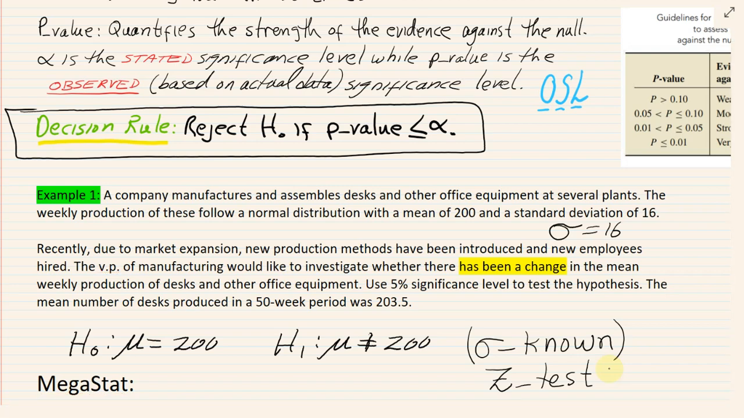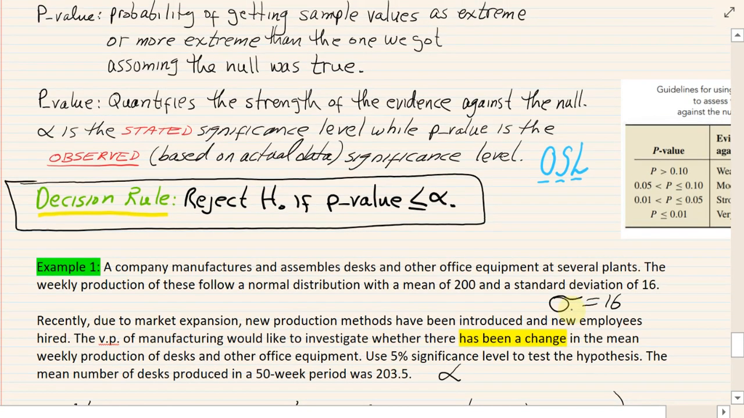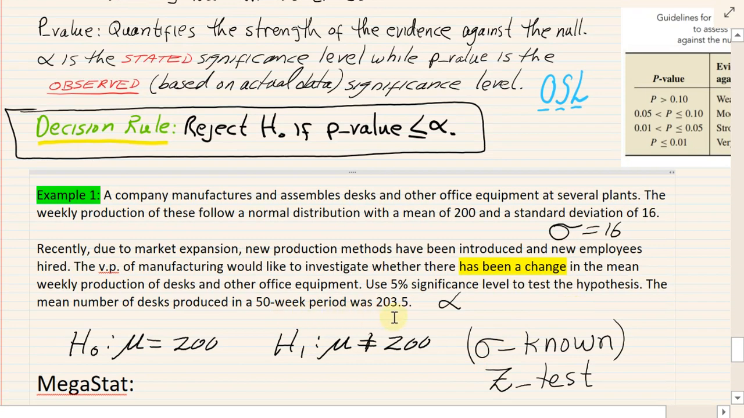Now, recently, due to market expansion, new production methods have been introduced and new employees hired. The VP of Manufacturing would like to investigate whether there has been a change in the mean weekly production of desks and other office equipment. Use 5% significance level. You see that? There's your alpha, because it's stated, we're told it's 5%. So that's the stated value. Use 5% significance level to test the hypothesis. The average number of desks produced in a 50-week period was 203.5.